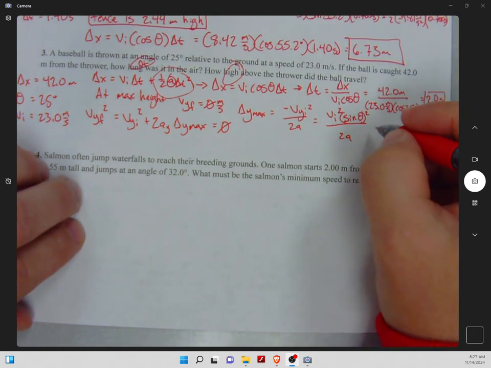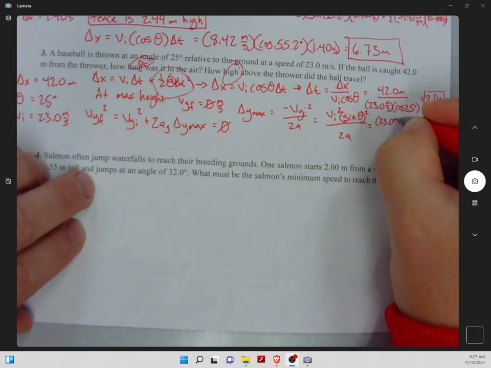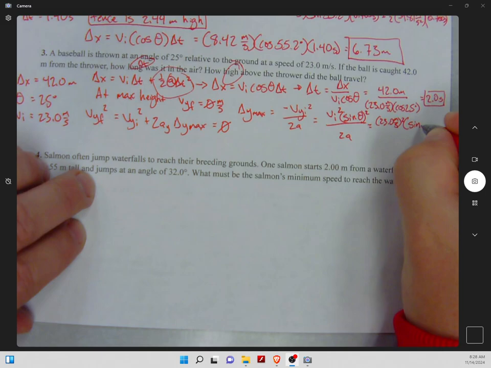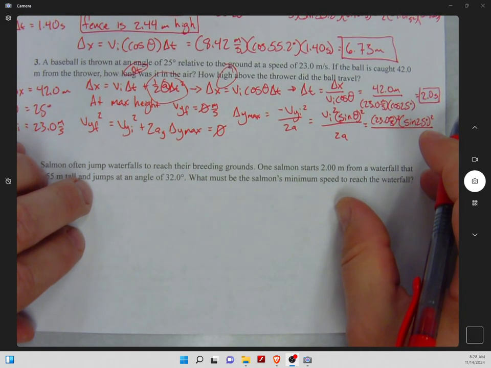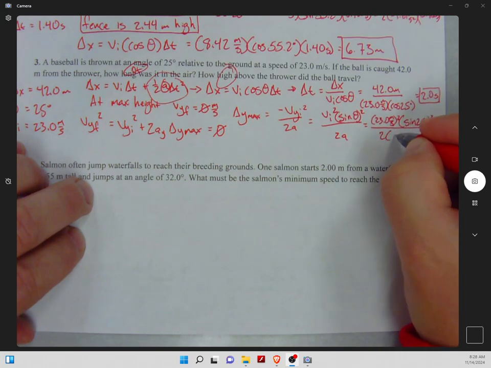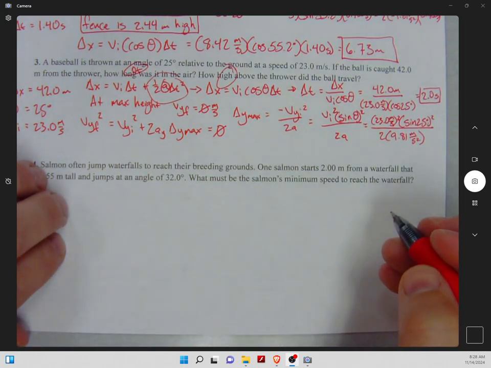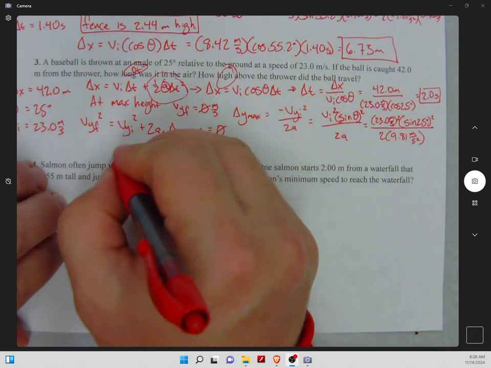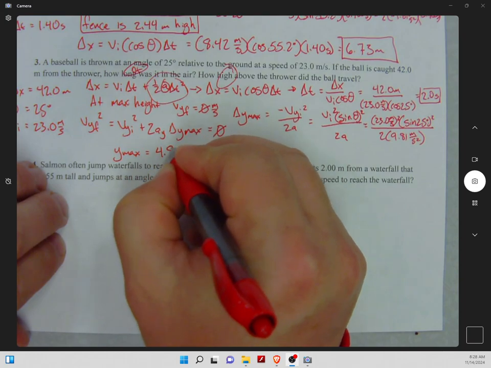So this ends up being, let's see, what are my values? 23 meters per second, I'm going to square that, and then sine 25 degrees, I'm going to square that, and 2a. Now my calculator tells me that is 4.8 meters.